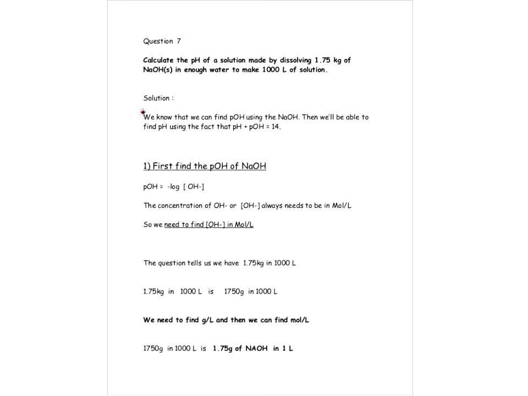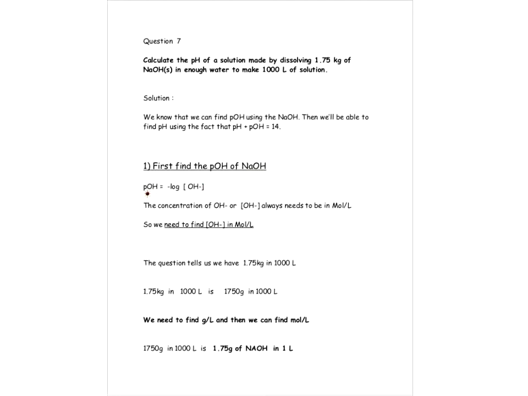Okay, and somehow using this base, we've got to find a pH. So what are we going to do? Let's look at the overall solution. We know we can find pOH using the NaOH, because it's got OH in it, so somehow we can find the concentration of the OH, and that can help us find pOH. Once we find pOH, eventually we can use this formula, pH plus pOH equals 14. We're just going to do a subtraction, and we'll find pH. So we need to find the pOH of the NaOH that we have in the solution.